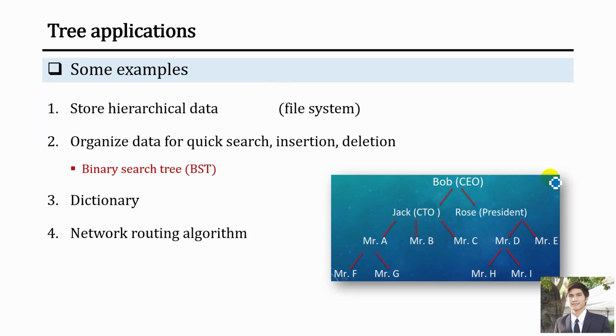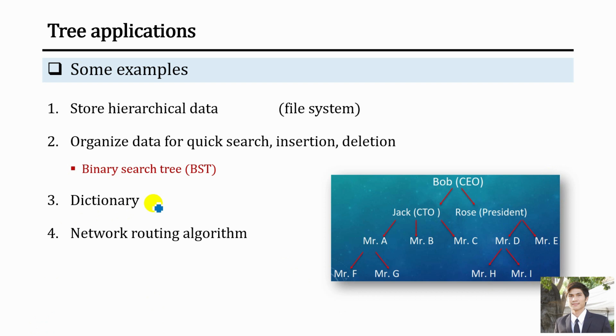Next we'll see what are the applications that we can use a tree for. For example, to store our data in a hierarchical data file system, like our folders, where folders are nested. The second one is we can organize our data for quick search, insertion, and deletion. For example, if we use BST, binary search tree, because in a binary search tree there's a rule in which we can store our data, whether to the left or to the right of our binary tree.